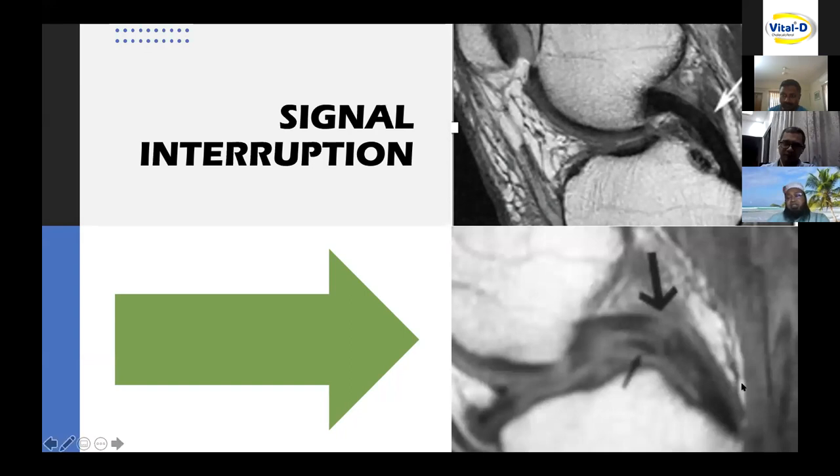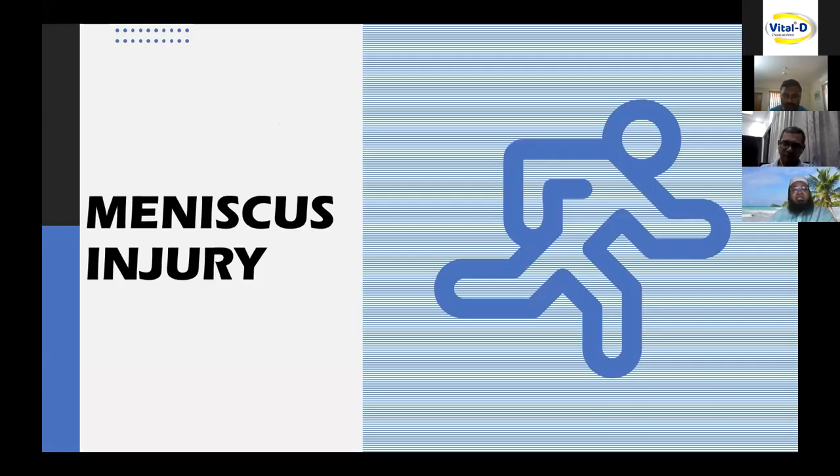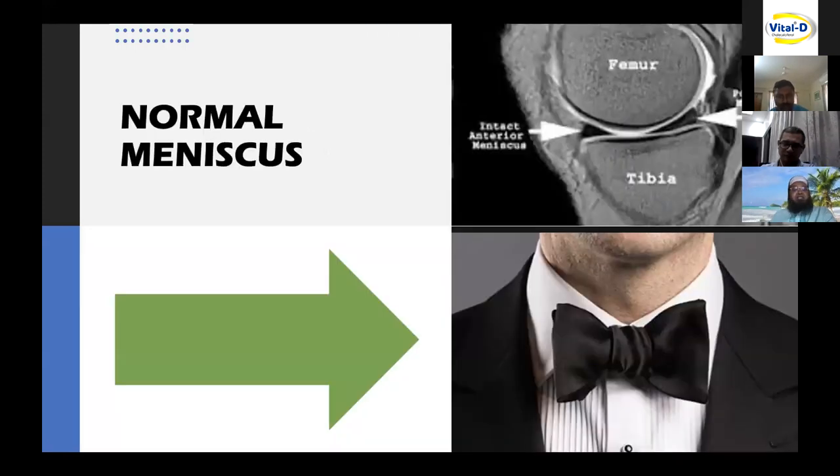Another finding of PCL injury: you see there is mixed intensity and mostly high signal intensity. It becomes whitish from the usual black signal, and the signal is inhomogeneous. This is also an intrasubstance tear of the PCL. So now something about meniscus injury.